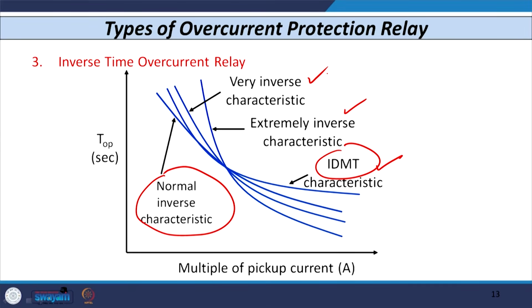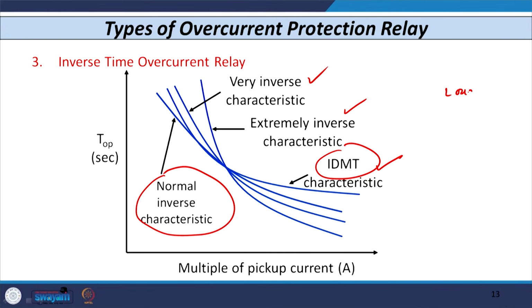So, I told you earlier we have discussed two equations, one for electromechanical relay and another for static relay. By adjusting the value of several constants, as we have discussed earlier, we can have the normal inverse characteristic, the very inverse characteristic and the extremely inverse characteristic.